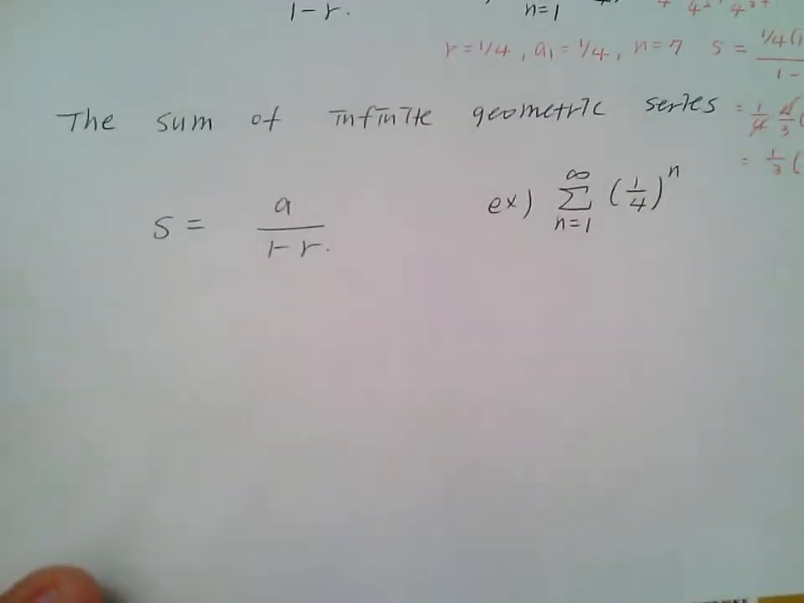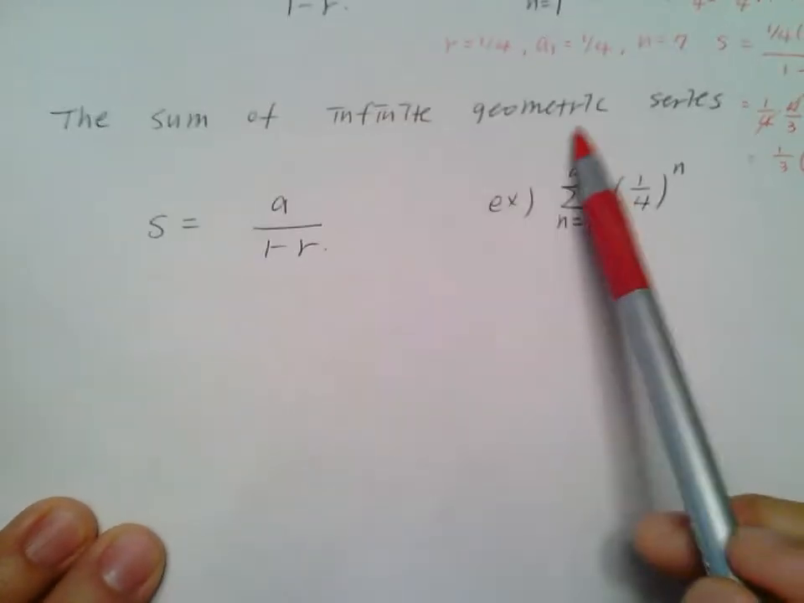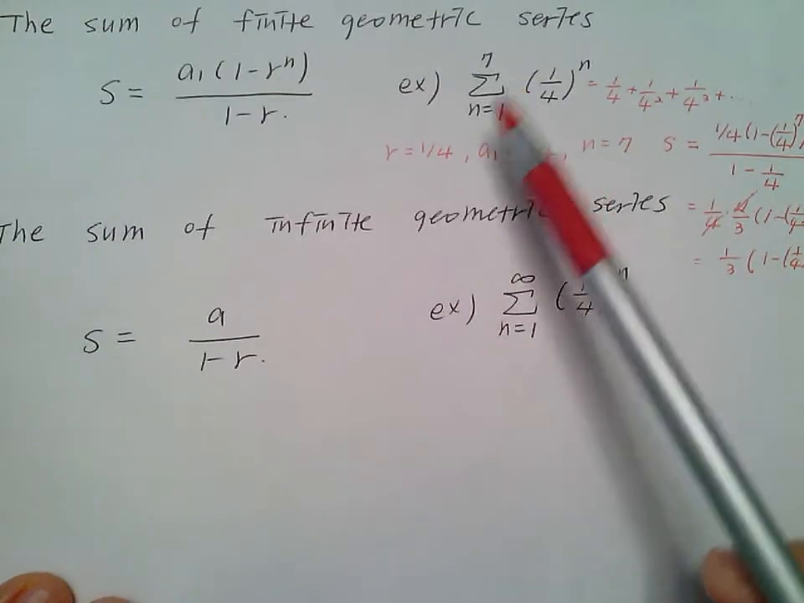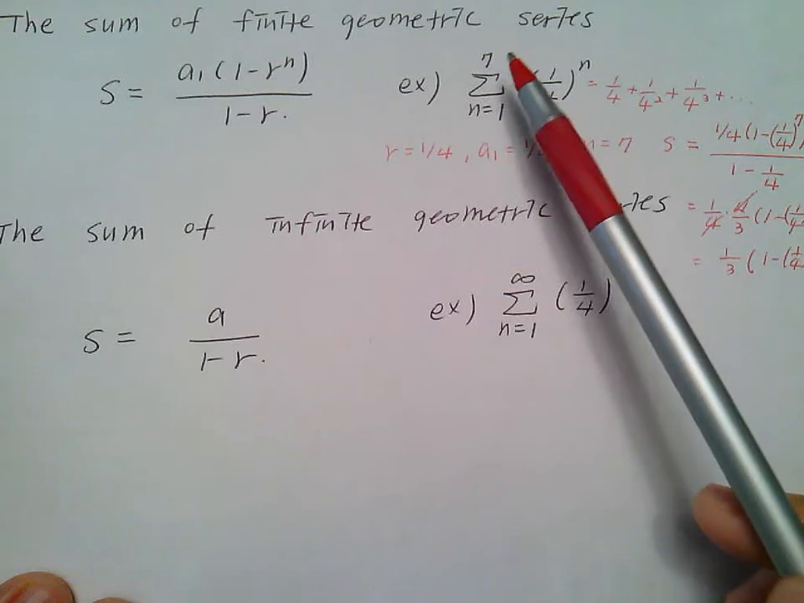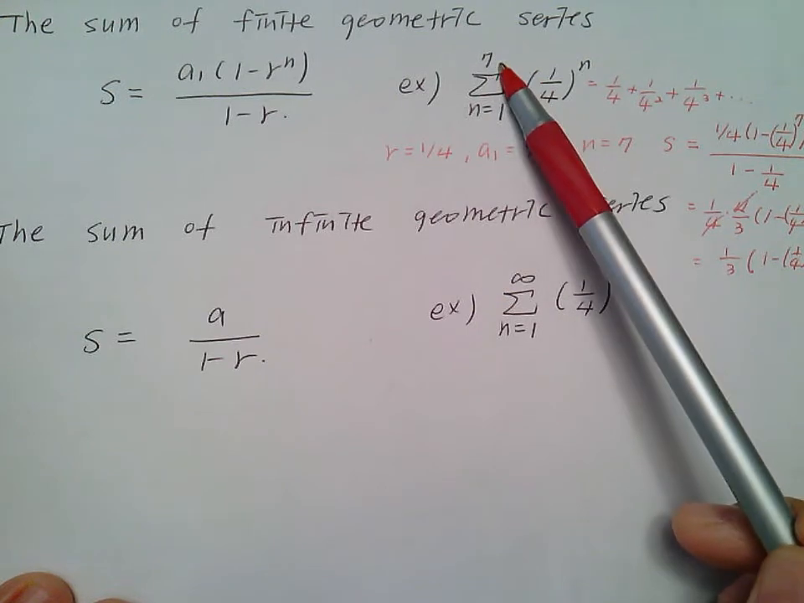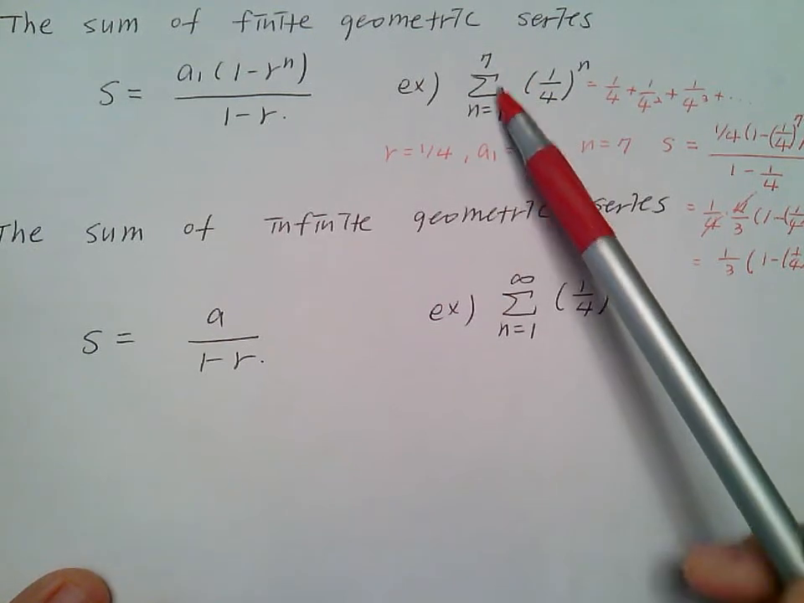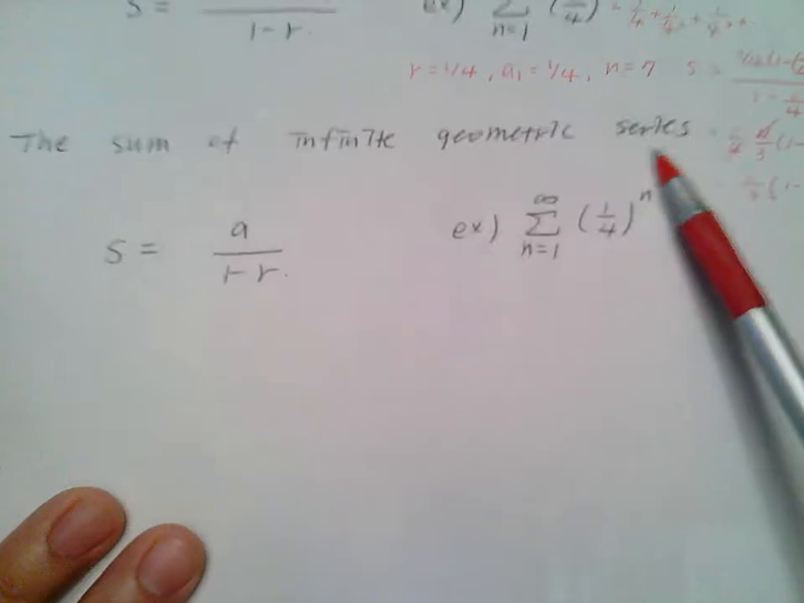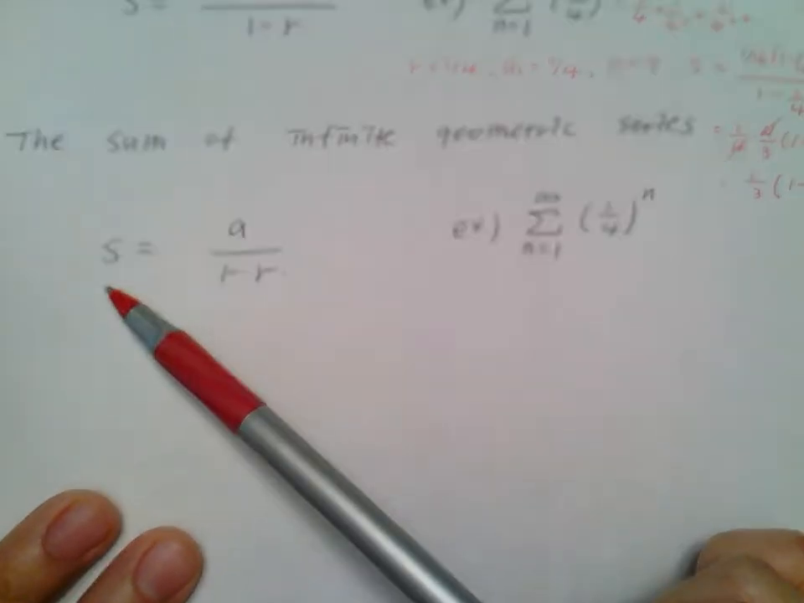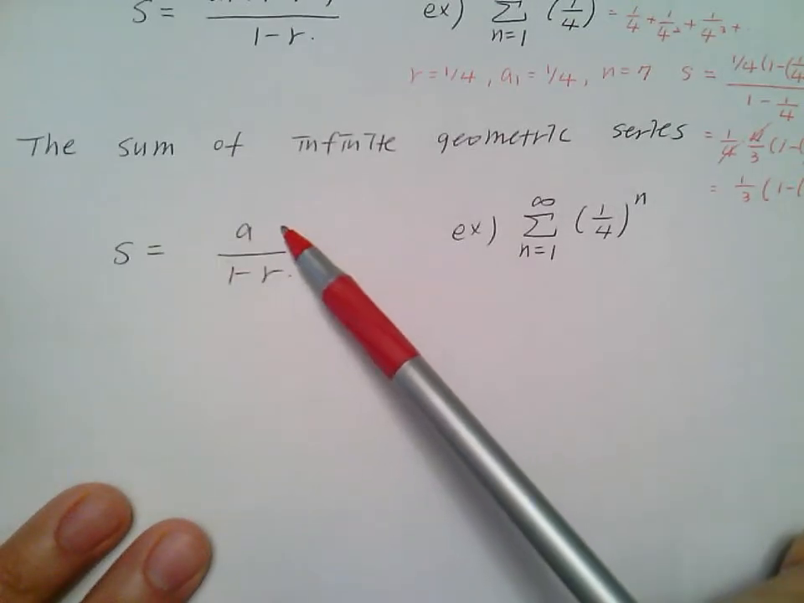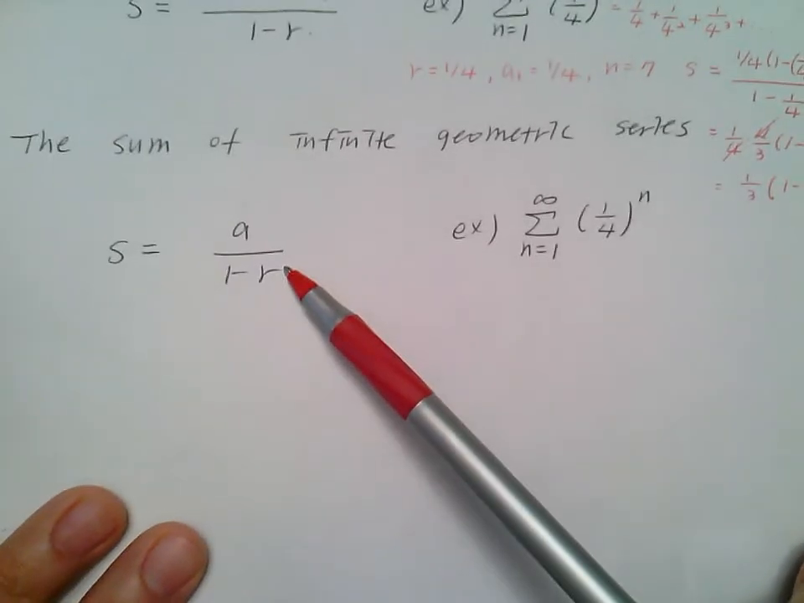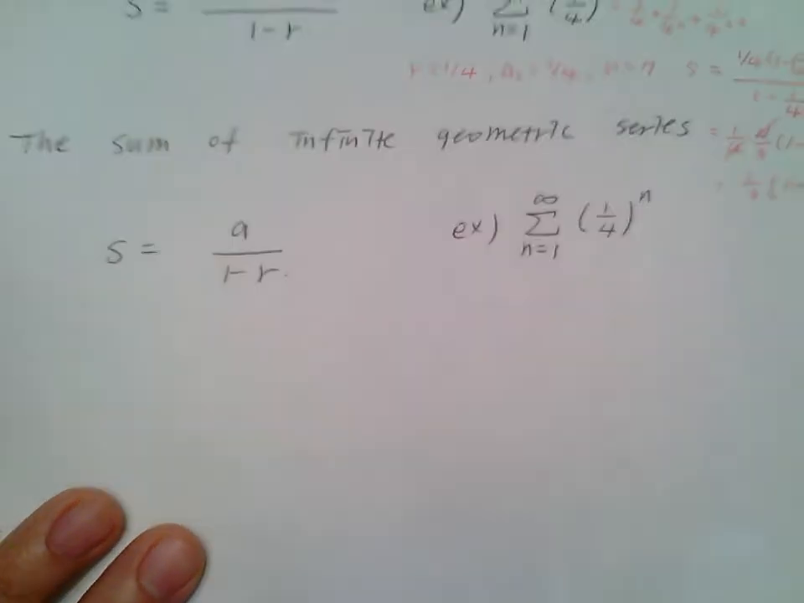Now, today we're going to talk about the sum of an infinite geometric series. In the finite case, the number of terms is finite. It could be up to the 7th term, it could be up to the 100th term, it could be up to the 20,000th term. But in this case, we have an infinite geometric series, so we may use the formula a, which is the first term of the geometric series, over 1 minus r. r stands for the common ratio.